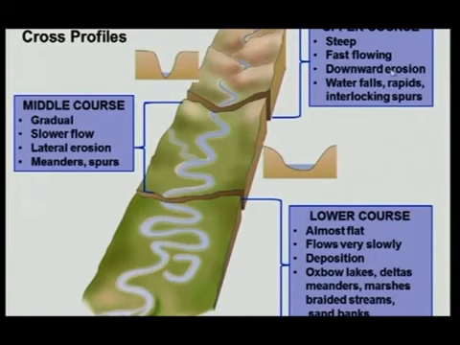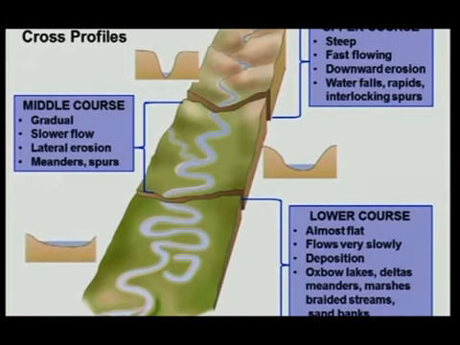Here we had downward erosion. Here we had lateral or erosion towards the side. And here we have deposition. You must know the processes, people. Okay? And what will we find here? Oxbow lakes, deltas, meanders, marshes, braided streams, and sandbanks. I'm coming back to that again later on during the course of the afternoon. And this, people, is what the cross profile will look like.